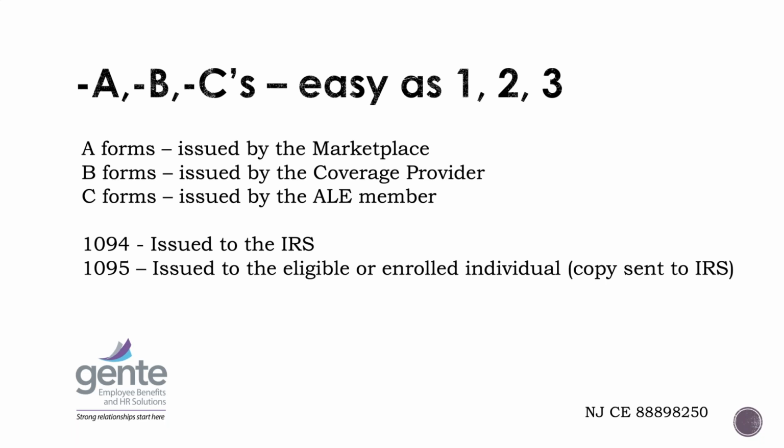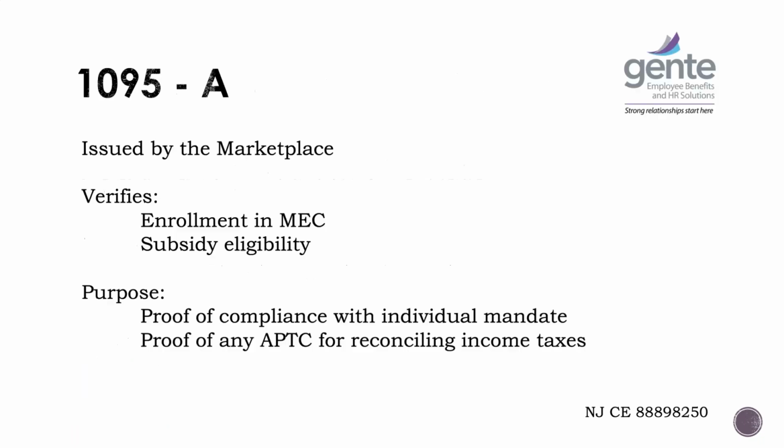So each of these forms, for those of you who've seen any sort of penalty notices, every one of these forms has a penalty associated with not filing. So what do these plans do? The first form, the A form, is used to show if somebody was enrolled in minimum essential coverage, and it proves that they got a subsidy if they got one. It shows how much it was, so we can tell if somebody got the subsidy.